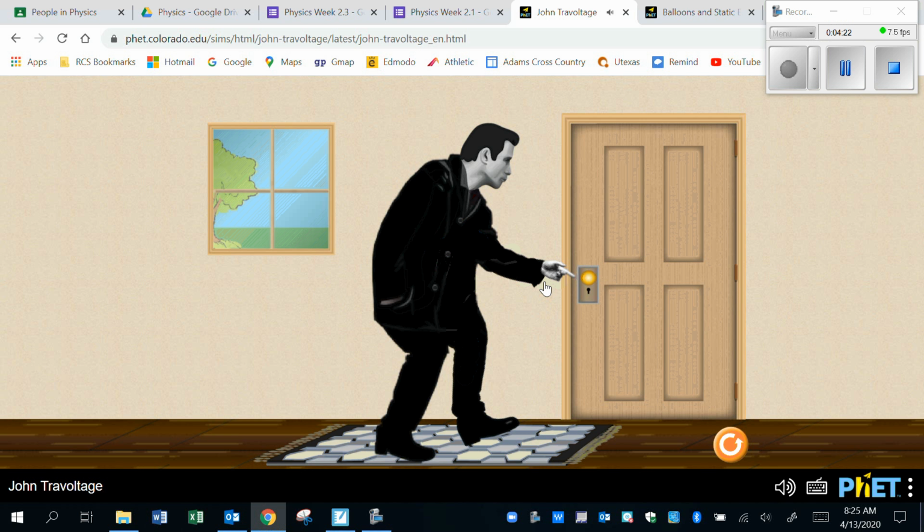Yes, awesome sound effects. When he brings his hand near the door, we see the charges jump into the door. That's because the door represents the ground. The door handle is going to be a route to the earth, and what that's going to do is allow all those negatives that had built up inside John Travoltage to flow into the ground where they can spread out more.